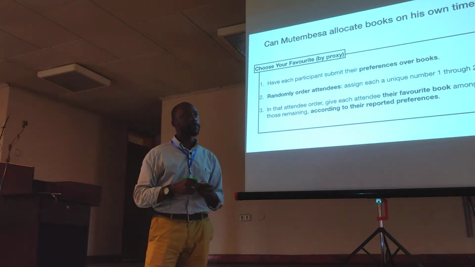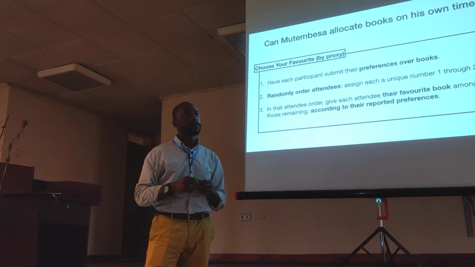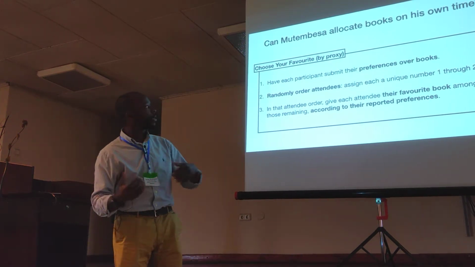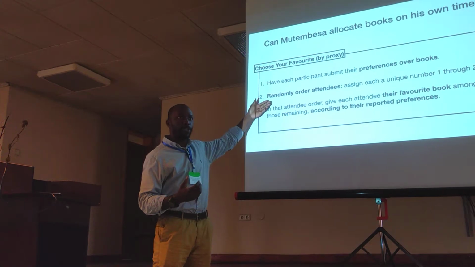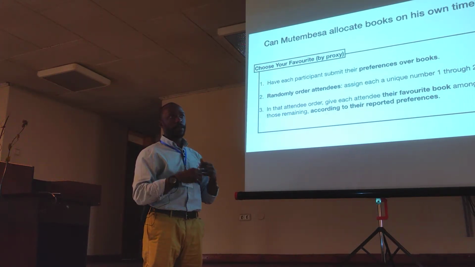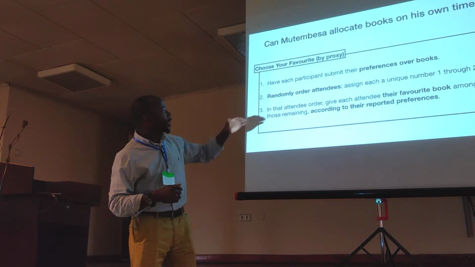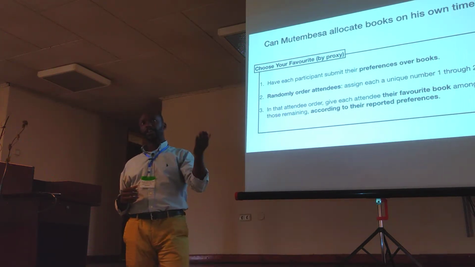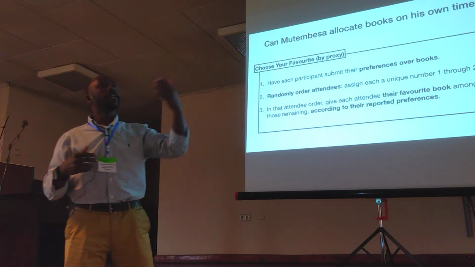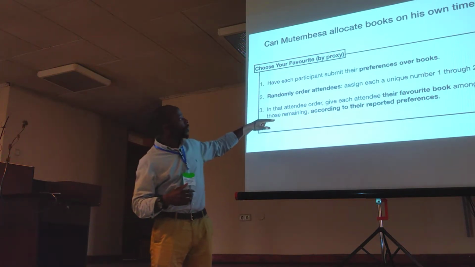Yep, question? Suppose you have more than one person having the same preference. We randomly order you, and so you cannot have the same order. No, I mean in your preference book. Again, the question is, suppose you have more than one person having the same preference.